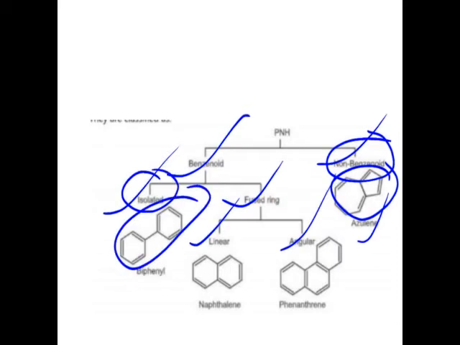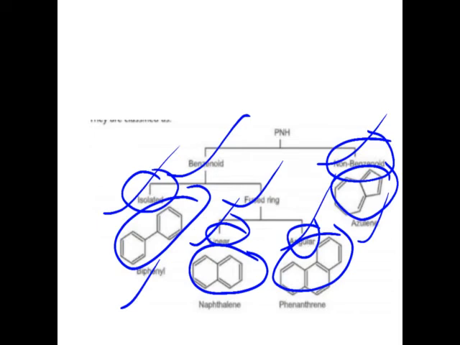Okay, the next part, the benzenoid ones are classified into two types, isolated and fused ring. Again the fused ring benzenoid polynuclear hydrocarbons are classified into linear and angular. Isolated means they are not in the fused condition, they are separate from each other. Biphenyl is the example which comes under the isolated benzenoid polynuclear hydrocarbon. And the second one, the fused ring, is classified into two types, linear and angular. Naphthalene is the example of linear, phenanthrene is the example of angular.